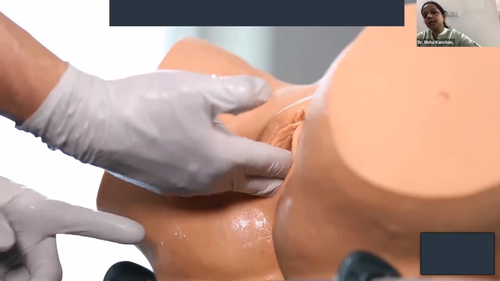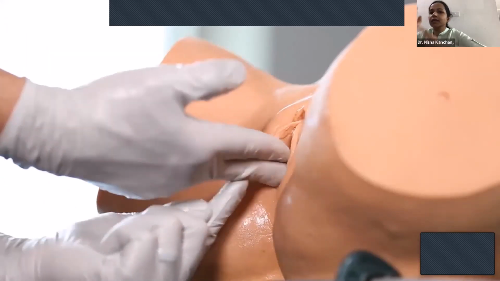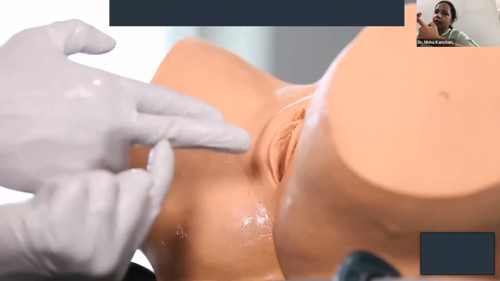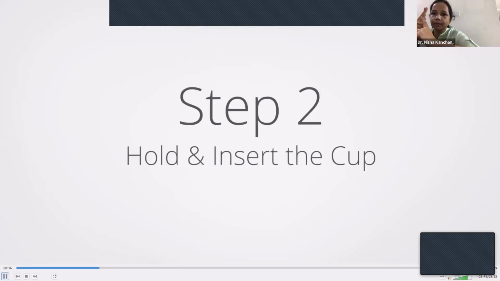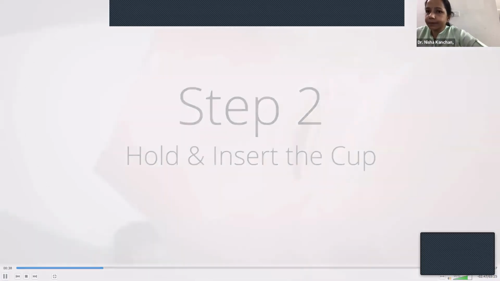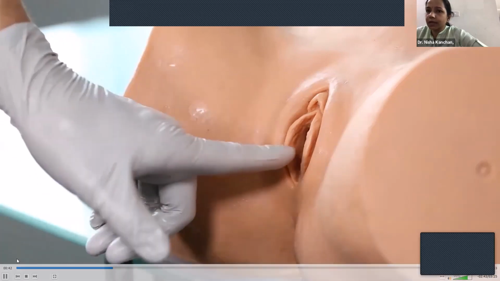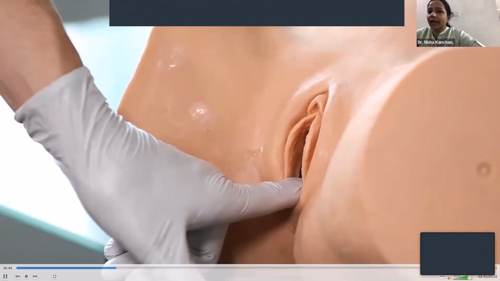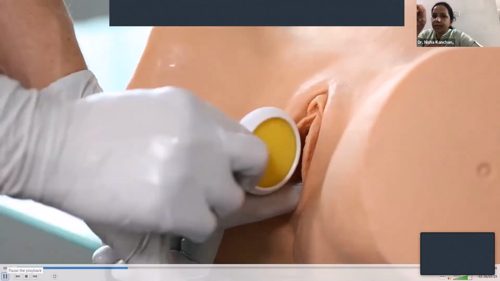Now what he's doing is he's measuring the distance, how much his fingers have gone in. So his fingers have gone up to this fold, and we obstetricians know that it is different for every obstetrician. This is about 8 centimeters. So 8 centimeters your cup should go in. He's just measuring and seeing how much the cup should go in. So hold and insert the cup. This Kiwi cup is easier to insert compared to the other because it is a flat cup. If it is a silicone cup, you're supposed to deflate it and depress it and put it in.